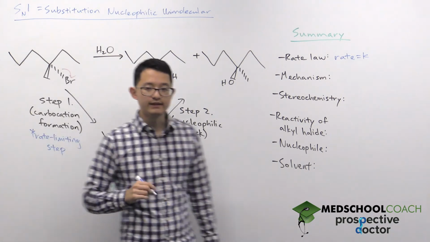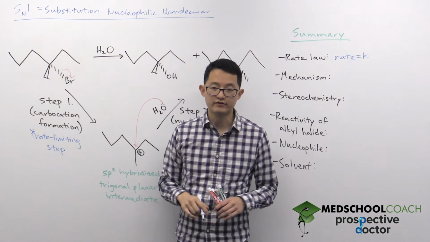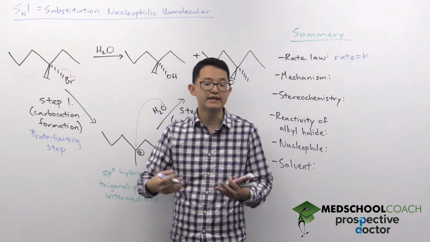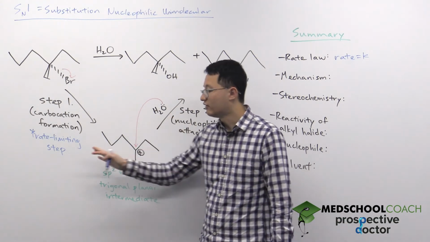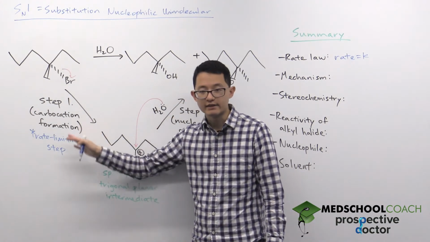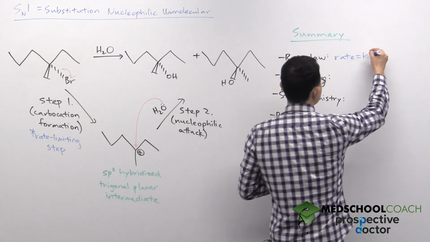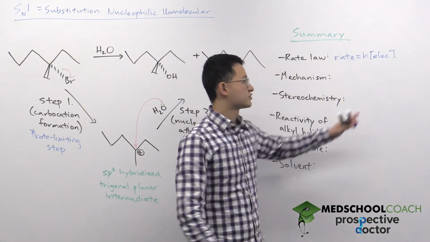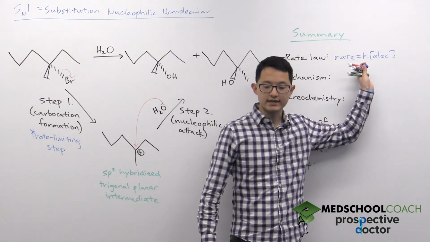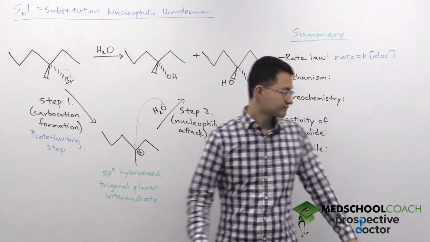When we look at the rate limiting step, you notice that only the alkyl halide is involved. It's just the leaving group leaving the alkyl halide. So as a result, the nucleophile is not involved in the rate limiting step. So similarly, the rate law for this overall reaction is only going to take into account the electrophile, which is why this reaction's kinetics is first order, hence unimolecular.